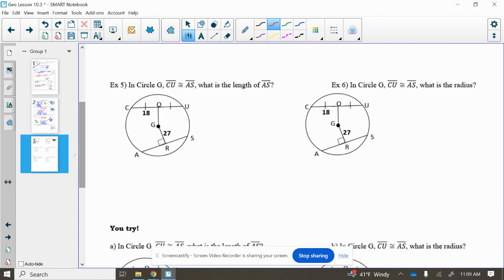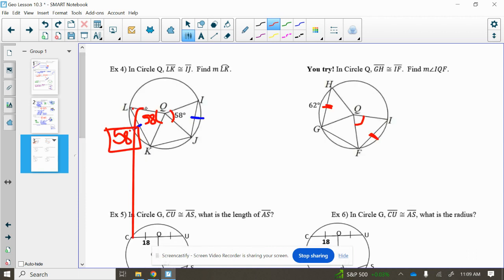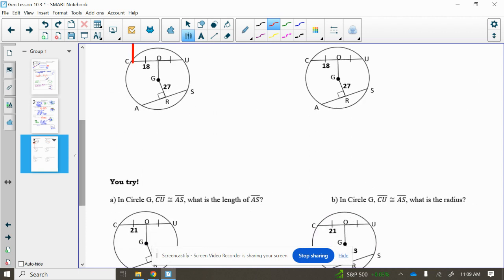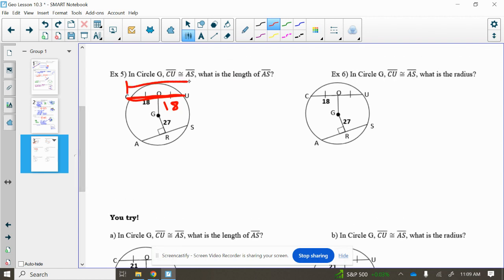Down in example 5, we are given circle G, CU and AS are congruent, and we want to find the length of A to S. Well, if we look at C to U, it's getting bisected, and C to O is 18, which means O to U is 18. And our entire chord then would be double that, 36, right? 18 plus 18. Well, they're telling us in the given information that CU is congruent to AS. So if C to U is 36, so is A to S.